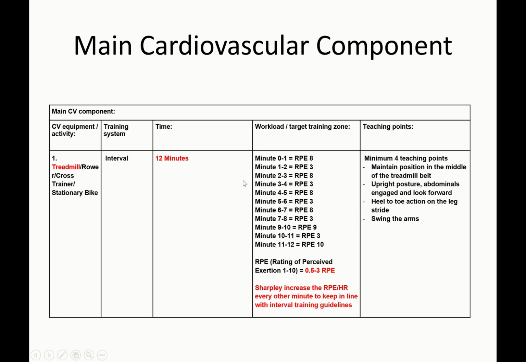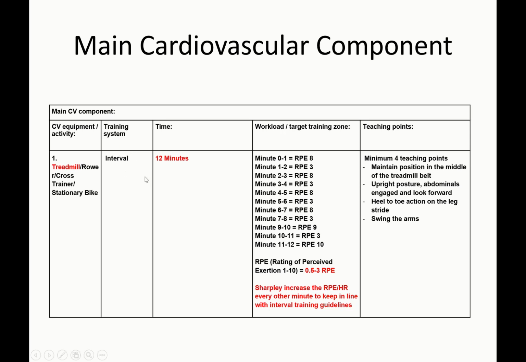When it comes to the time, we're looking really at a minimum of 10 minutes, 10 to 12 minutes, where a cardiovascular stimulus can actually be given to your client, and therefore cardiovascular improvements can be made. And as you can see, we've chosen here in this particular example interval training.